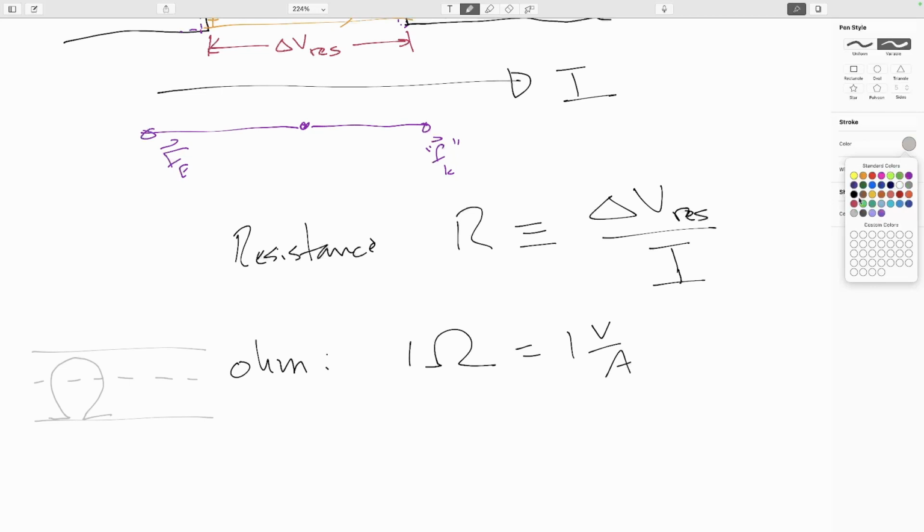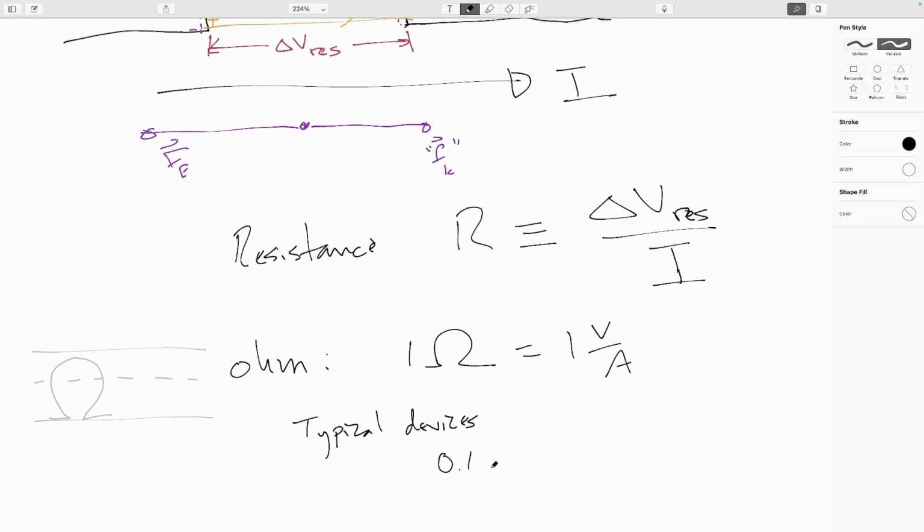Now, it turns out that as far as what reasonable values will be for typical devices, there's actually quite a range. You don't have to try very hard at all to find devices where the resistance is as low as 1/10 of an ohm or as high as 100 mega ohms. So it's a pretty good range here for what would be typical values of resistance.